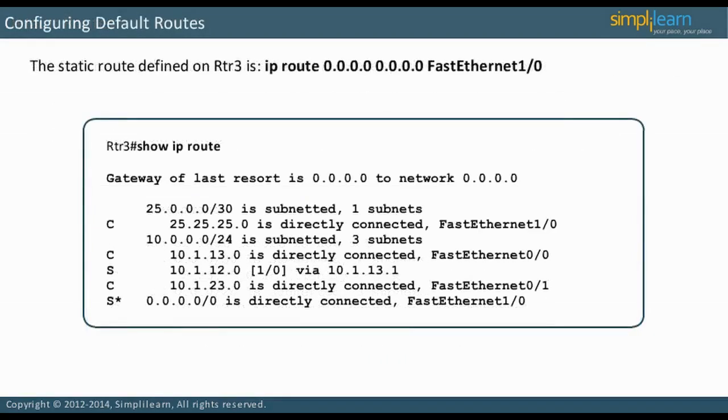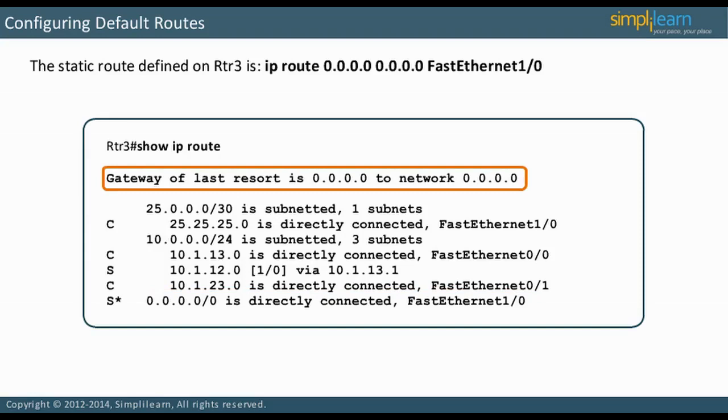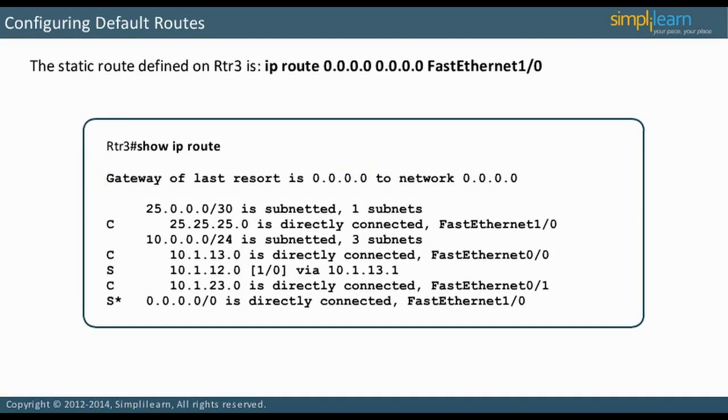In the next slide, let us discuss how to configure default routes. A static route is defined on RTR3 with the command shown on the slide. Similar static routes are defined on RTR1 and RTR2. Take some time to review the routing table. There are two static routes in the routing table. The static route with an asterisk, S asterisk, is the candidate default route. Note that a default route in the routing table appears as 0.0.0.0/0. The routing table now displays gateway of last resort is 0.0.0.0 to network 0.0.0.0.